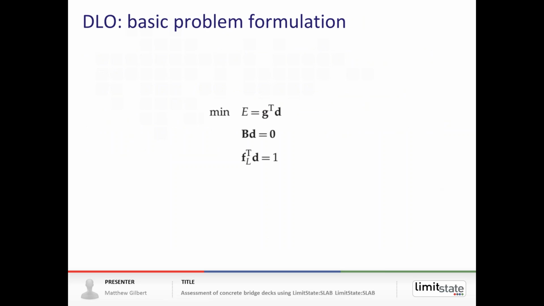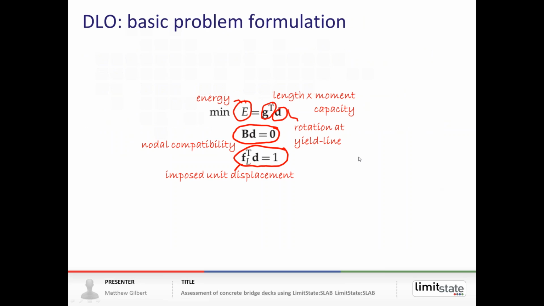How do we actually solve it mathematically speaking? Well, what we're basically doing is looking for a minimum energy solution where the internal energy is defined as the length times the moment capacity times the rotation at all yield lines, subject to two sets of constraints: compatibility at node constraints, which I'll talk about in the next slide, and according to the principle of virtual work, an imposed unit displacement constraint.